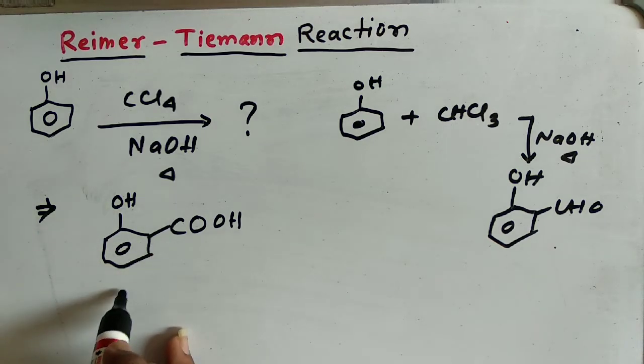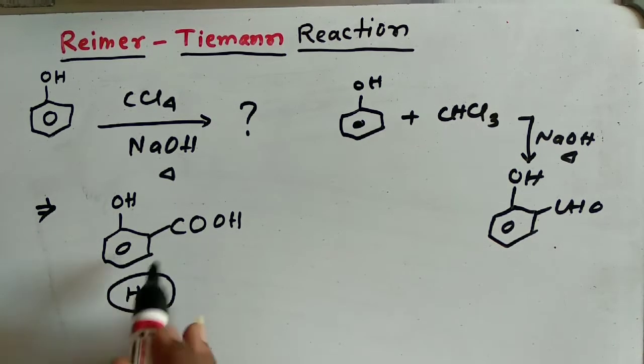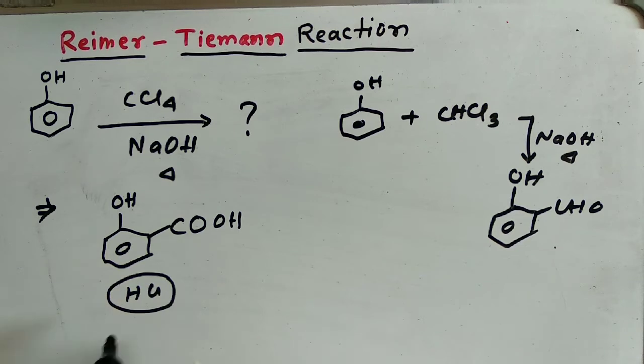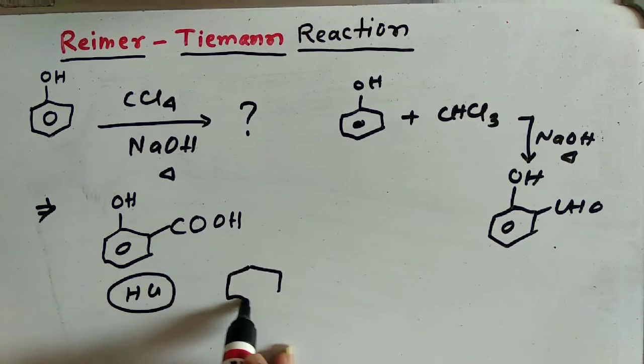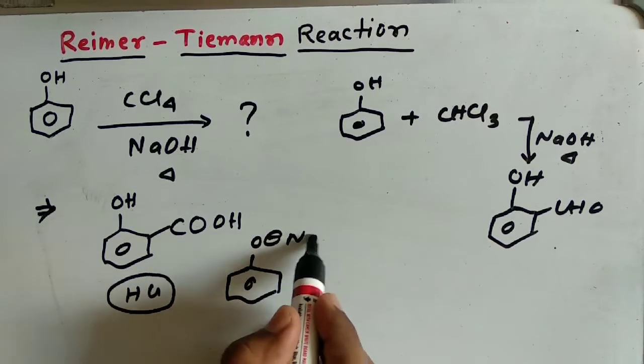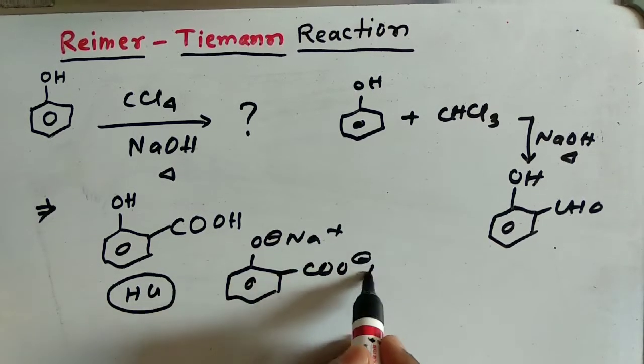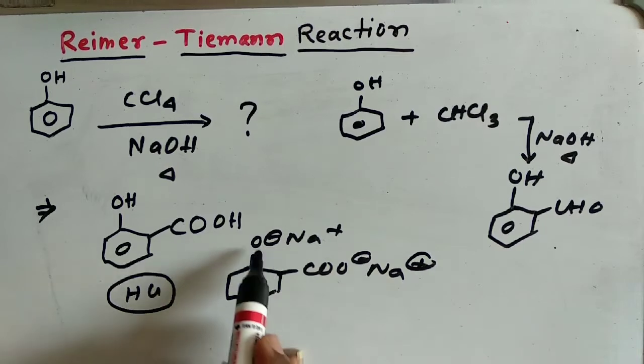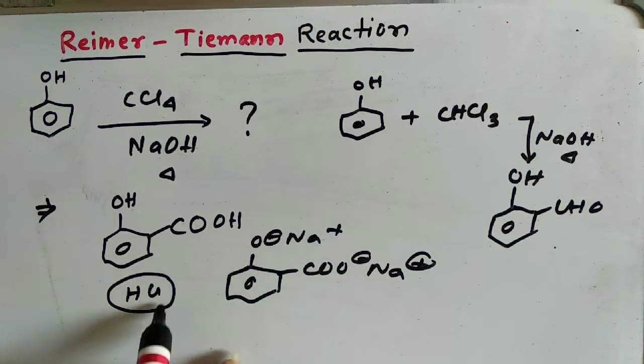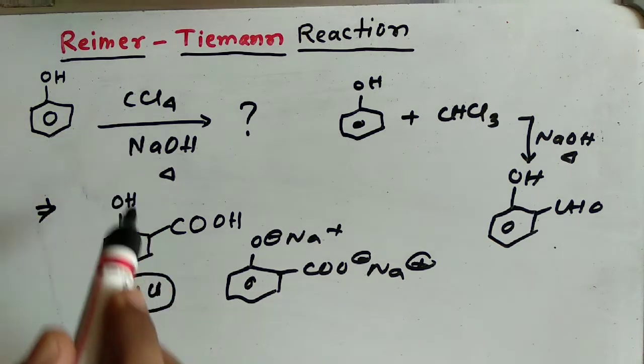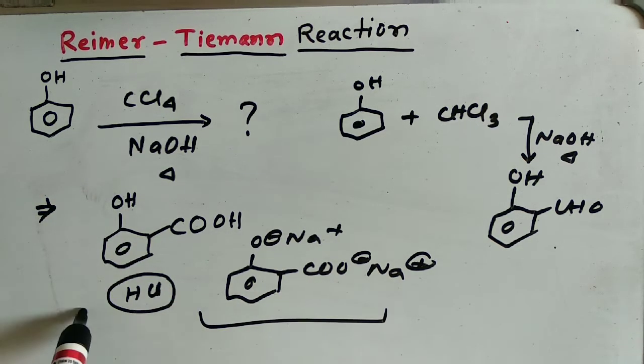taking HCl, that is slightly acidic medium. Because if acidic medium is not present in the final step of the reaction mechanism, then this kind of product we will get, that this is O minus Na plus, and this is COO minus Na plus. To protonate these two negative charges, we need to take the acidic medium in the final step only. But before this, if we consider CCl4, then the product we will get is this one or this one, whatever you want to consider. So this is all about the basic Reimer-Tiemann reaction.